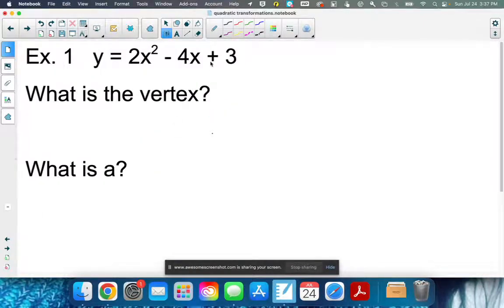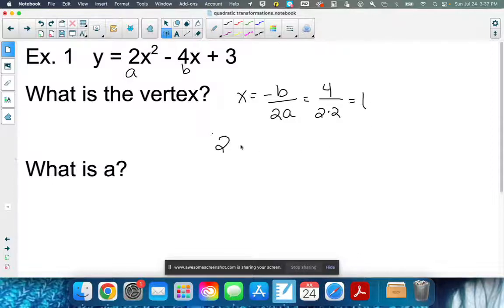Okay, so first one, standard form. The first thing you have to pick out to figure out how much this thing has changed is the vertex. Now remember, in standard form, the vertex is found by the formula x equals negative b divided by 2a. So we substitute a and b into our formula, and that's going to be 4 divided by 2 times 2. So 4 divided by 4 is 1. So the x value of my vertex is 1.